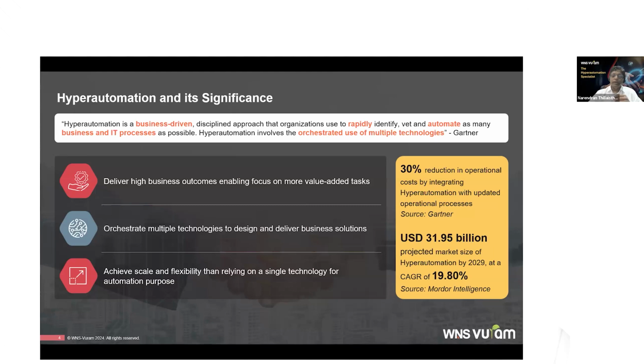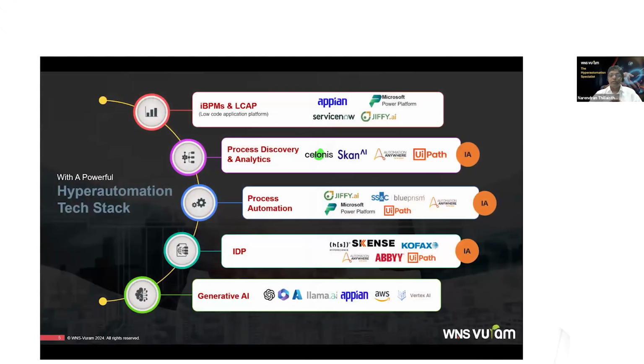And hyperautomation does give business benefit. A 30% reduction in operating cost is what Gartner actually projects. And the market is quite strong, roughly 32 billion by 2029, with a strong CAGR of about 20%. So, bottom line, hyperautomation is widely adopted and it's actually pretty much in use.